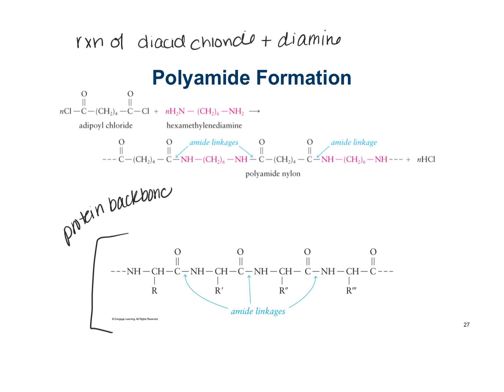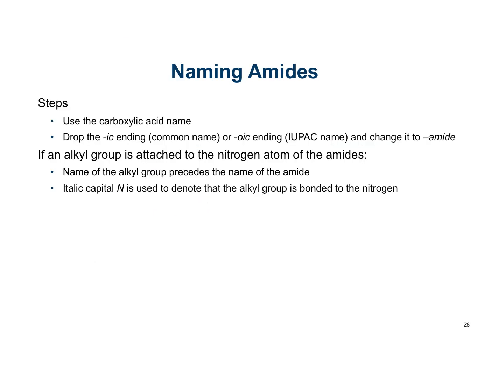And it's got these repeating amide linkages. So again, we are going to study this more in chapter 19. Now, let's talk about how to name amides. When we name amides, we are going to use the carboxylic acid name. We're going to drop the ic ending or the oic ending and change it to amide.